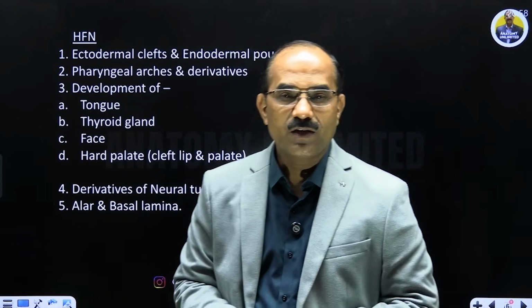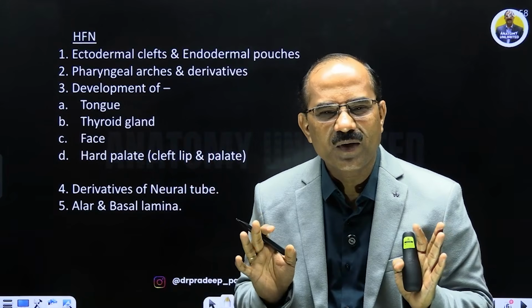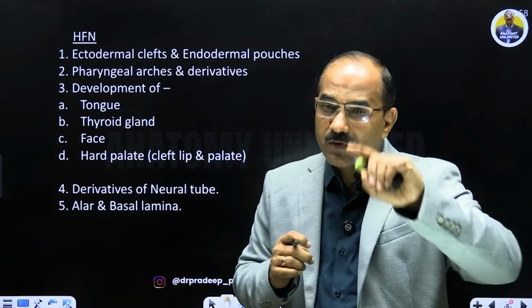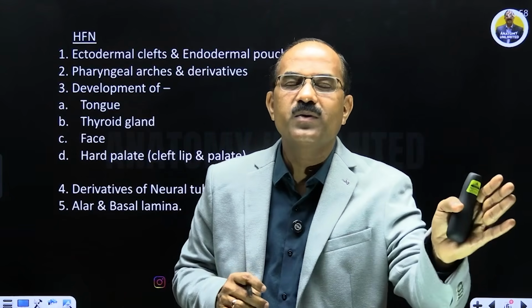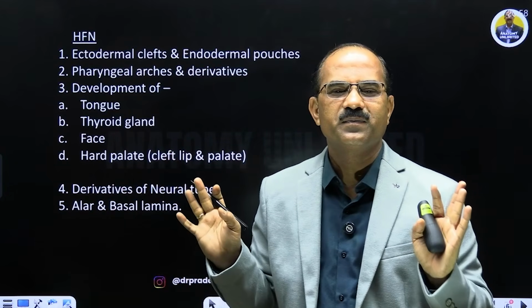Development of face is another very important topic. Table viva always asks on development of face. Okay. Then thyroid gland is derived from the tongue. Development of tongue is another very important theory question, practical question also. By default, it is always there.